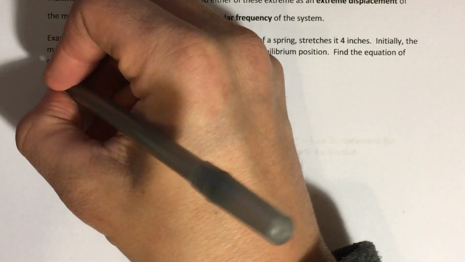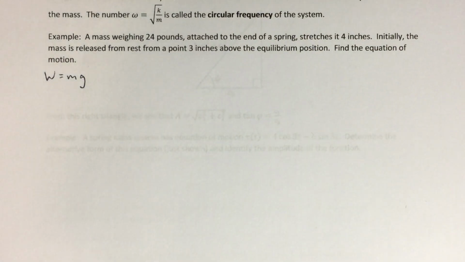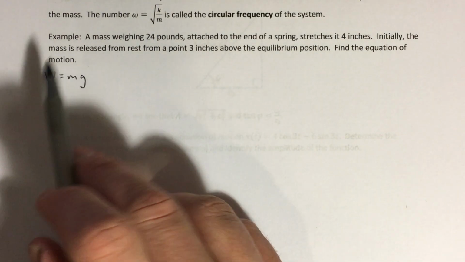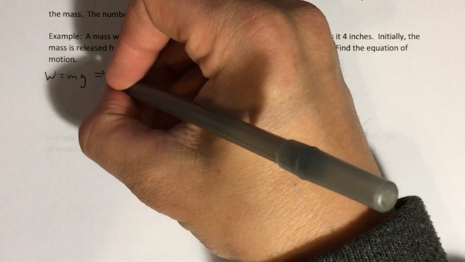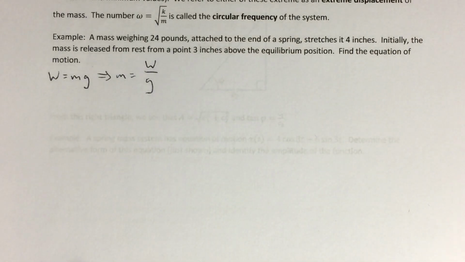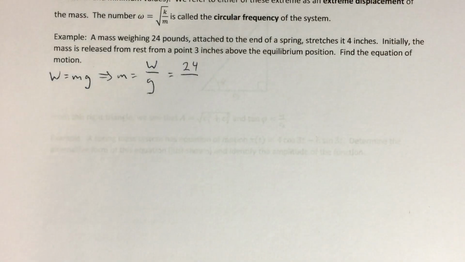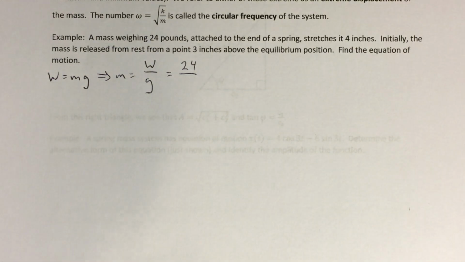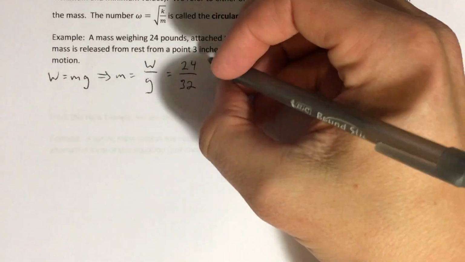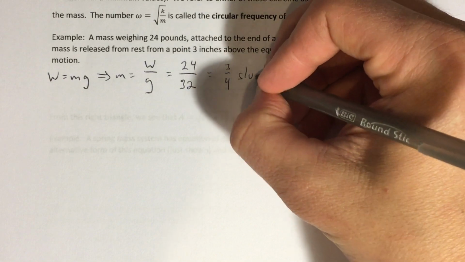First of all, the weight of an object is equal to the mass of that object times acceleration due to gravity. And that's actually just a consequence of Newton's second law. There's your acceleration, there's your force. So this implies that the mass of an object is equal to its weight over the acceleration due to gravity. In this case, the weight is 24 pounds, and in imperial units, the acceleration due to gravity is 32 feet per second squared, approximately anyways. So we go with 32 here. This will simplify to 3/4, and the unit of mass in imperial units is the slug, so 3/4 of a slug.